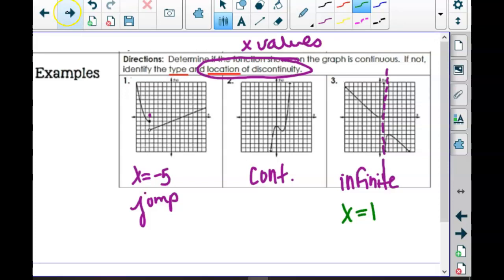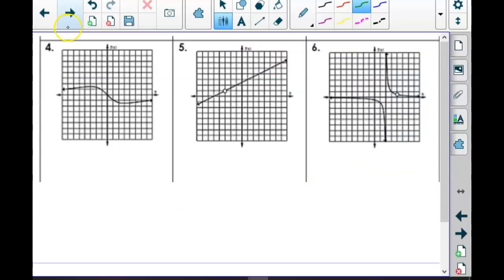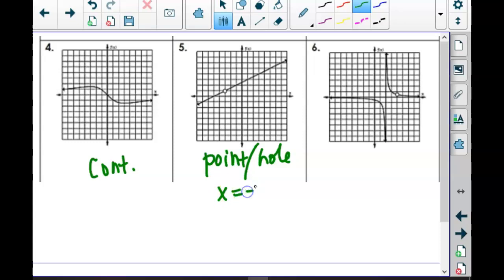Do you have a couple more of these, or do I just have extras? You don't have these? You do? Okay. What do you think? Left to right, this one looks continuous, except for one tiny little point discontinuity or a hole. And where does that occur? X equals, is it -3? Is it -3? These are so hard for me to see.